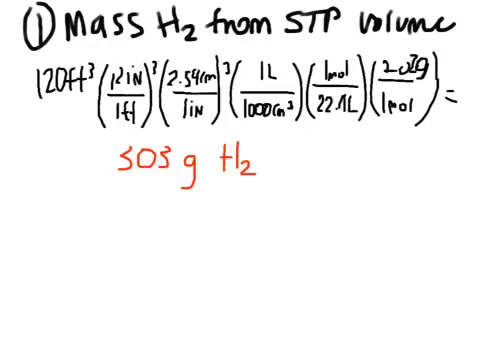The first step to this problem is to find the mass of H2 gas inside the balloon. This mass doesn't change because the balloon is sealed, so it doesn't change no matter what the altitude is. We have the volume of the balloon at STP, and from that we can use the following mole ratios to find out that there's 303 grams of hydrogen gas inside the balloon.